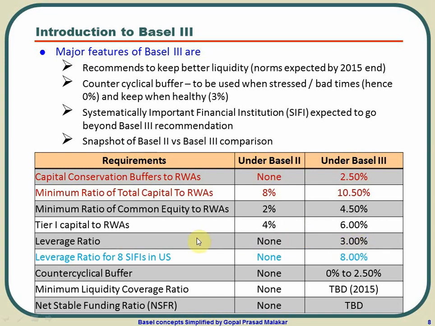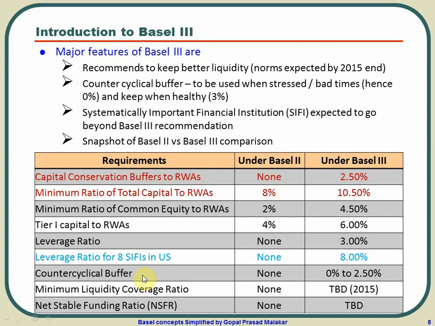And for the leverage ratio, 8 SIFIs in the US, 8 big banks, were identified as systemically important financial institutions in 2013, and it was mandated that they should keep a leverage ratio of 8%. Meaning if they are putting $8 million, they can go up to 100 million. If they are putting $4 million, they can go only up to $50 million.